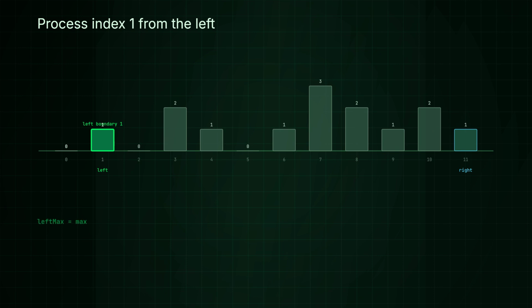Update left max from 0 to maximum of 0 and 1, which is 1. The current bar reaches the left boundary maximum, so it traps 0. The running total remains 0. Finalize index 1, then move left inward to index 2.